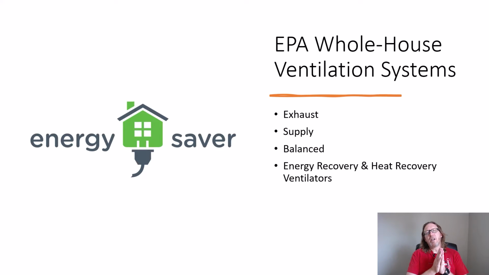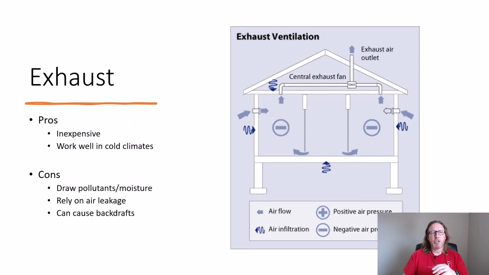All right, so let's talk about EPA whole house ventilation systems. I'm going to put a link to this article. This is actually a pretty good article the EPA did about whole house ventilation systems. Basically, they talk about 4 different ways to ventilate a home: exhaust, supply, balanced, and your ERVs and your HRVs, which is your energy recovery and your heat recovery ventilators. So I'm going to cover a little bit about what they had on their website for each of these, but as I mentioned, check out the link if you want to dive into this a little deeper.